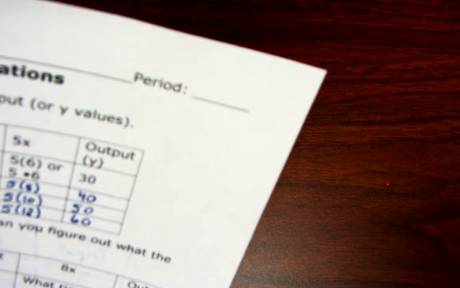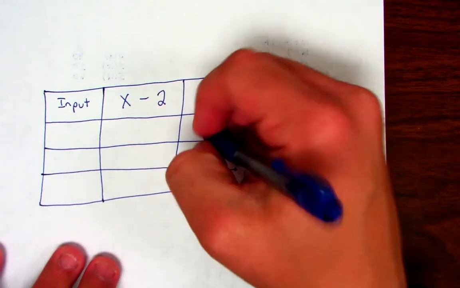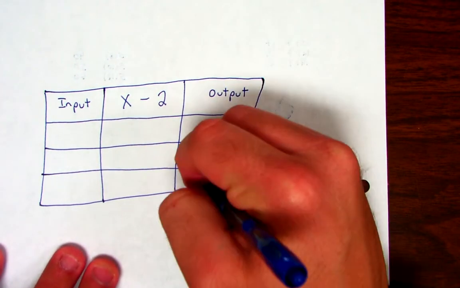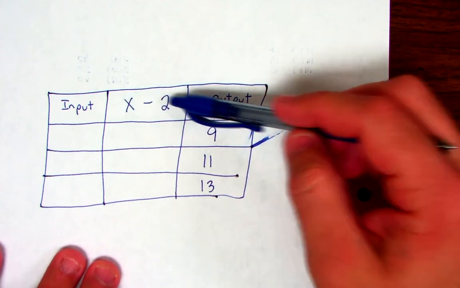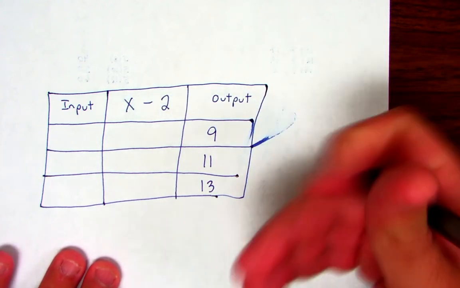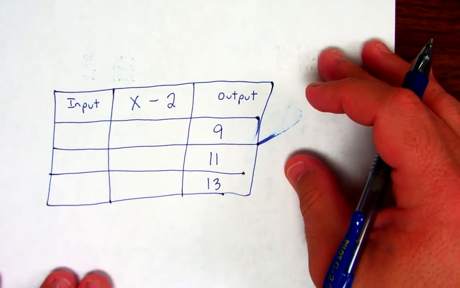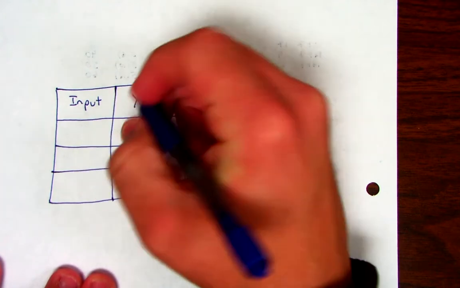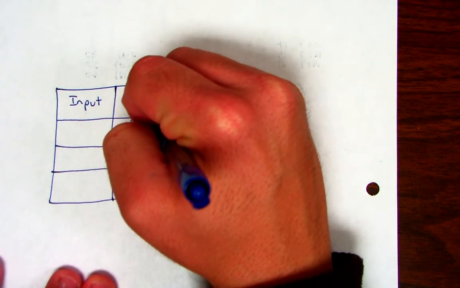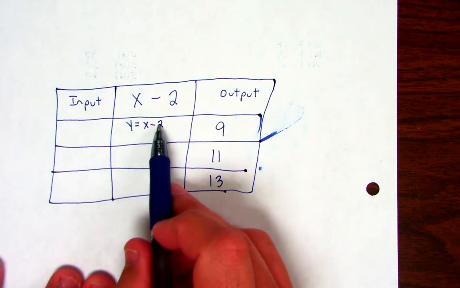So let's see, we have numbers 9, 11, and 13. Again, you can tell yourself what number, take away 2, will give you 9. And some of y'all will be able to figure out that that is 11. Okay? The other way you can do it is you can write it as an equation. Y equals x minus 2. So your output, your y, is equal to your input take away 2.